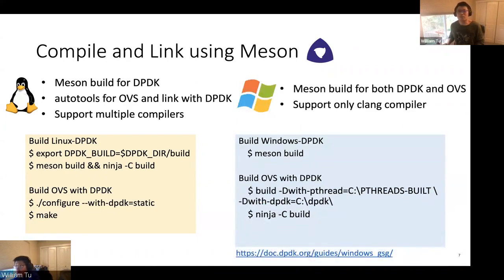For the Windows part, we add support for Meson builds for both DPDK and OVS. To build Windows DPDK, we run meson build. There are more details in the DPDK documentation about how to build the Windows version of DPDK. For the OVS part, to build OVS using Meson and link with DPDK, we run meson build and specify the path which has the DPDK build. It's pretty much the same: meson build and then Ninja. Then it will generate the exe file.